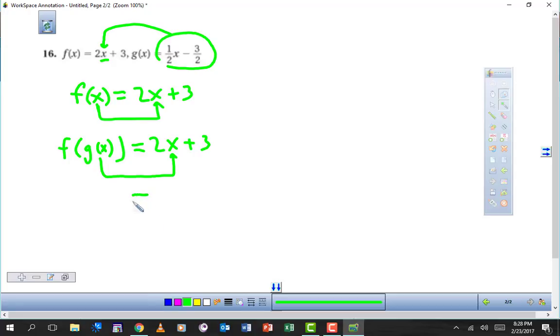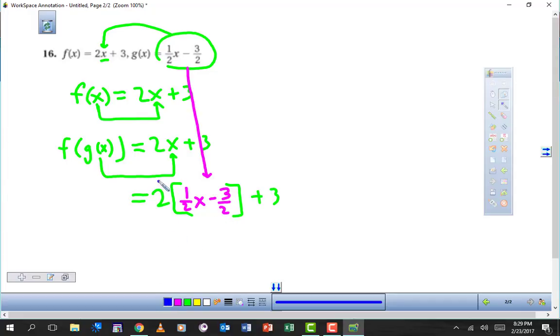So anyhow, what would that look like? Well, we'd have 2 times whatever x is, and then we're going to add 3 to it. Well, in this case, this is where the g of x comes in, right there. So we're going to put 1/2 x minus 3/2.